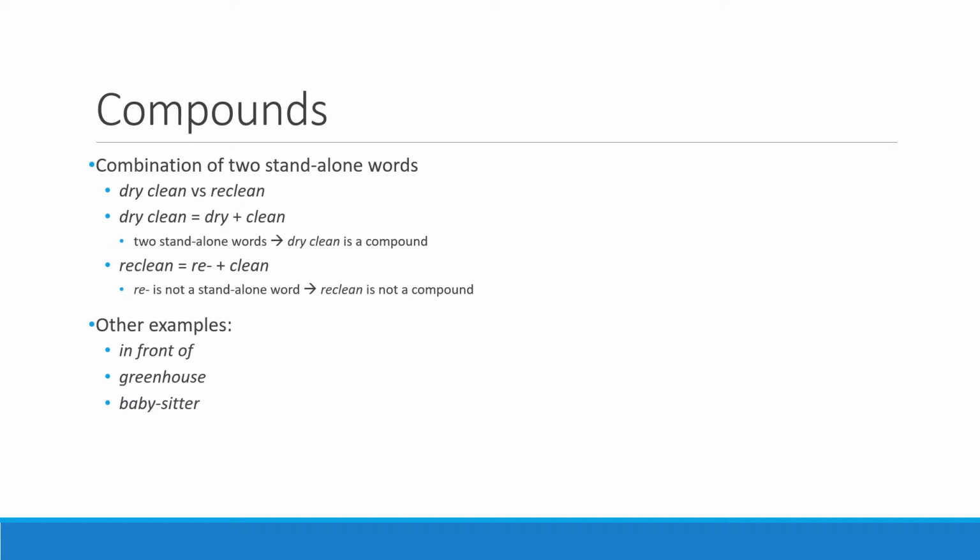Other examples are in front of, or greenhouse, or babysitter. Notice the different spellings too. So in front of actually has spaces in between. Greenhouse is one word put together, and babysitter has a hyphen. English has several different ways to represent it orthographically.